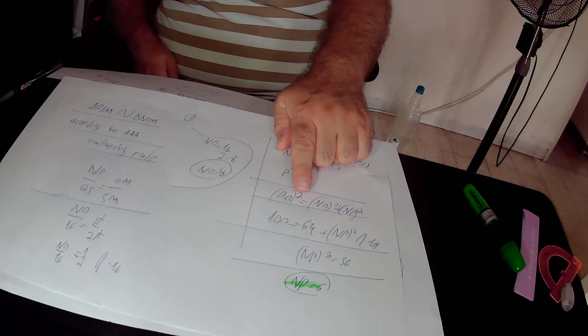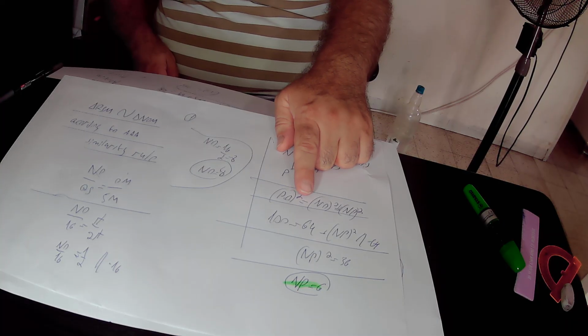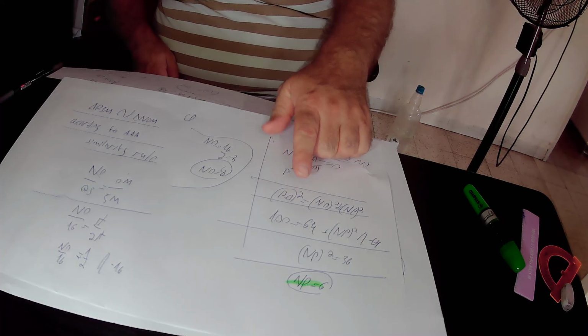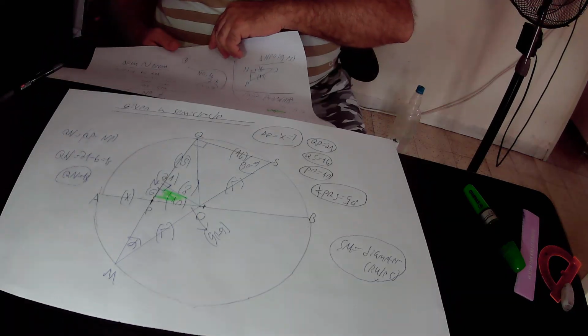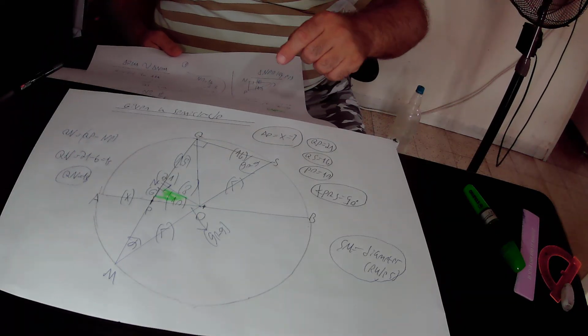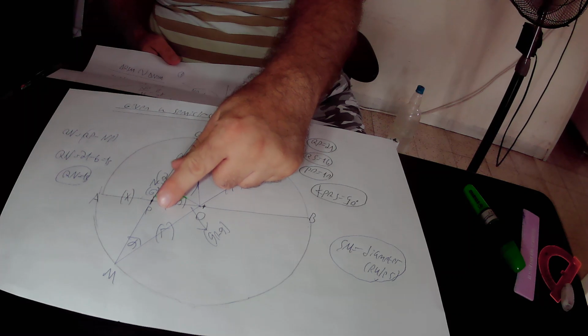Here we subtract 64 from the equation, and we find out that PN squared equals 100 minus 64, which is 36. So PN squared equals 36. We take the square root of both sides, and we find that PN equals the square root of 36, that is 6. Okay, this is the missing side NP, which equals 6 units in length.